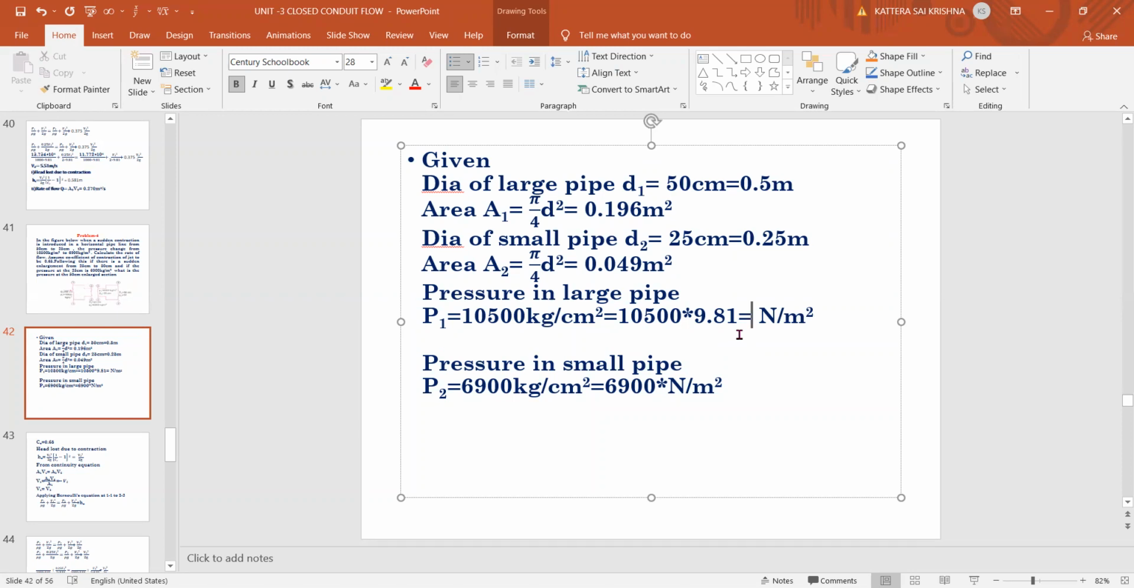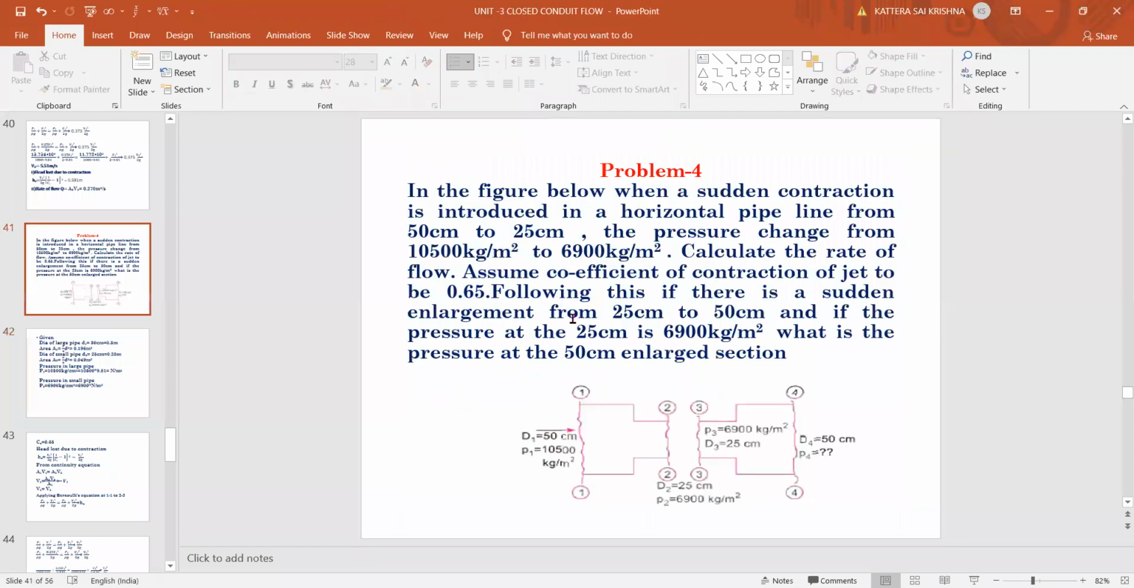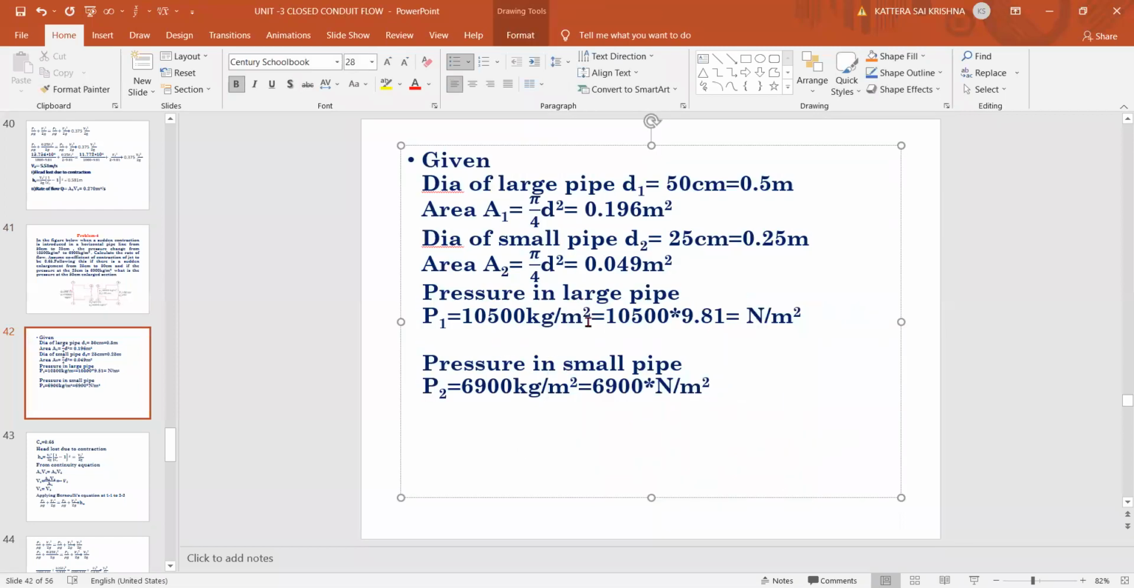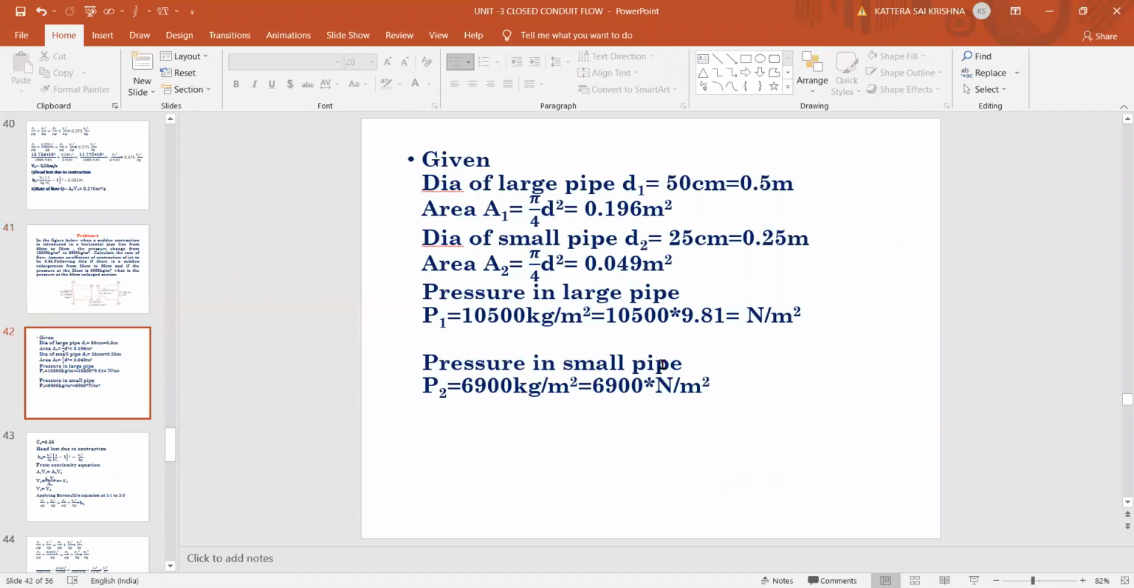Into 10 power 4, sir? Here you see it is kg, not Newton. If it is given per centimeter square, you need to do 10 power 4. Here we need to convert kg to Newton. In the question, it is already given in meter square. If it is given in centimeter square, at that time you need to write into 10 power 4. But in the question, you can see it is given as 10,500 kg per meter square. So we need to multiply only into 9.81.